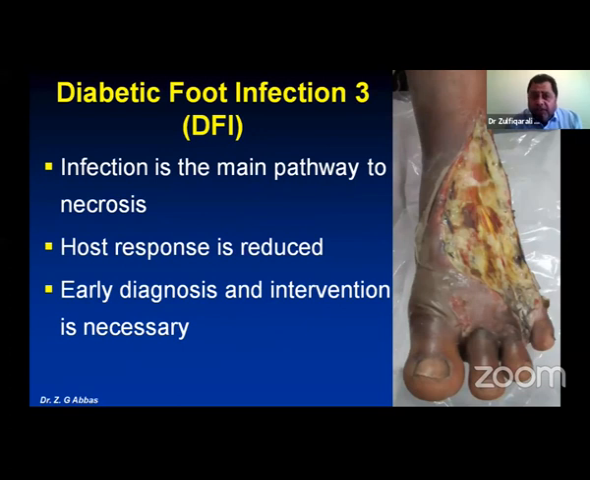So infection, as we all know, is the main pathway to necrosis. Host response is always reduced in diabetic patients. We know this very well. So early diagnosis and intervention are very necessary to reduce amputation and death.